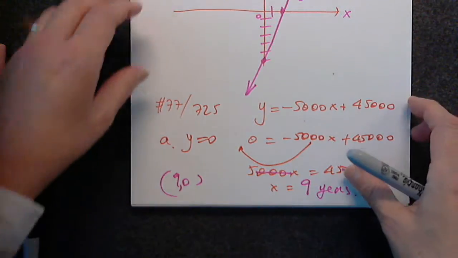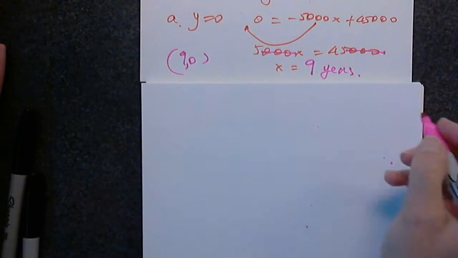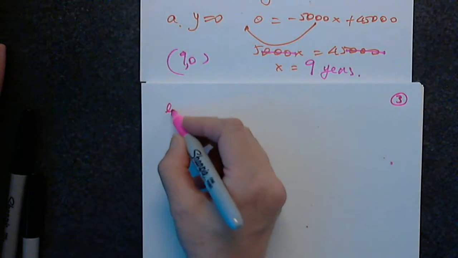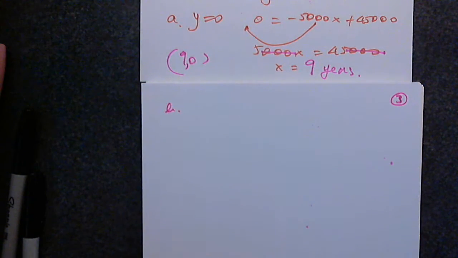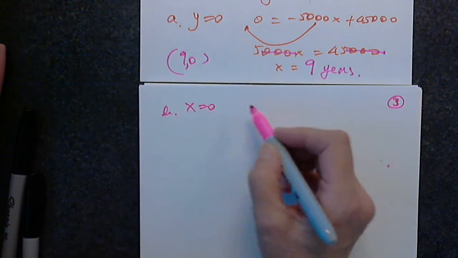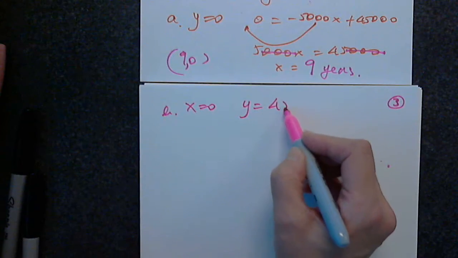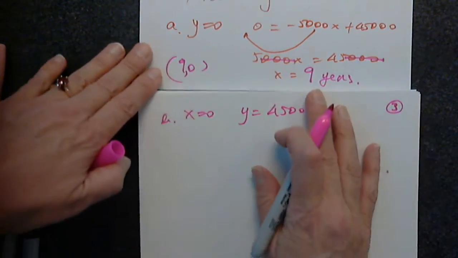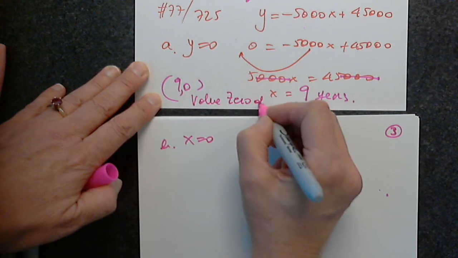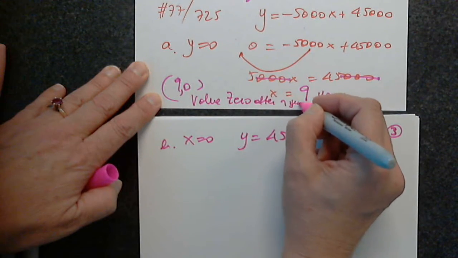Very good. Part B. In part B, we have find the y-intercept. How do I determine the y-intercept? Exactly, position. So then y equals 45,000. So I'll say here value 0 after 9 years.